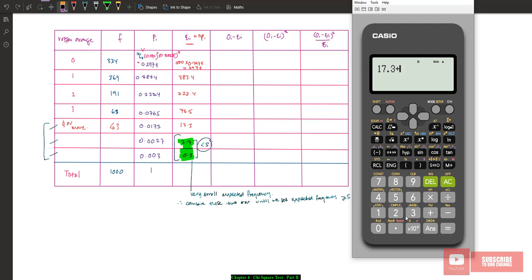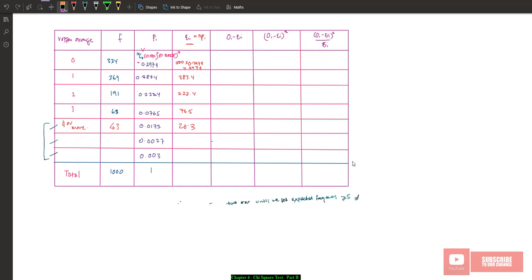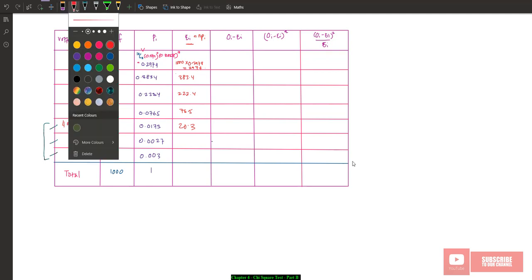Which is equal to 17.3 plus 2.7 plus 0.3. So we're going to get 20.3. We already combined this expected frequency from row number 4 and 5. So now we can calculate the value of observed minus expected frequency.